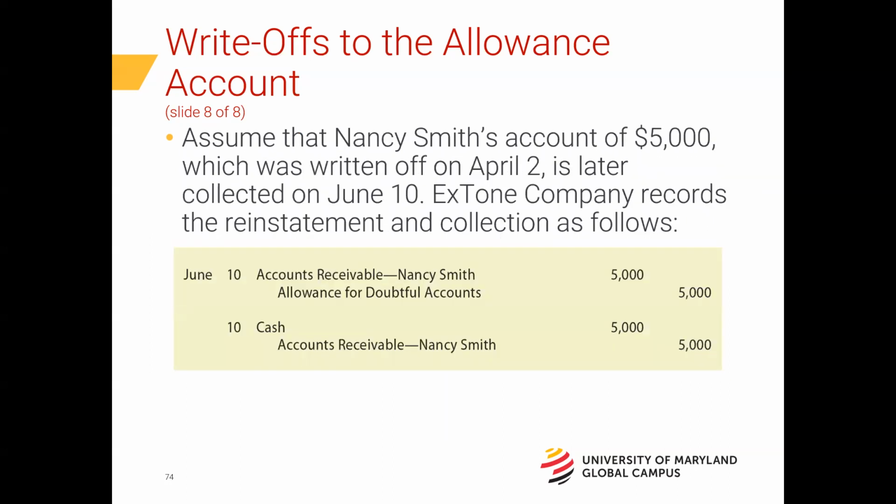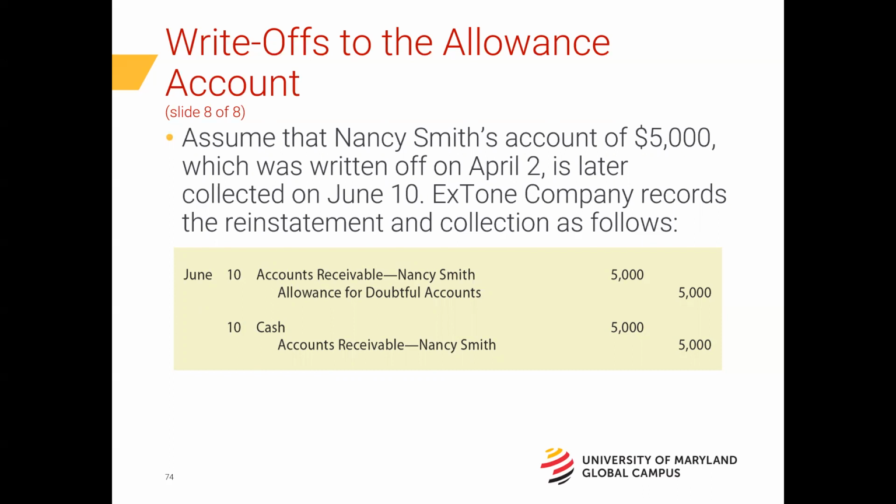This is a good example. Okay, we got another customer. We wrote off a customer account, and then all of a sudden they showed up, right? Which, again, this happens once in a while. So we wrote them off earlier in the year because we expected they weren't going to pay us. We did that on April 2nd. All of a sudden they show up on June 10th with a check.